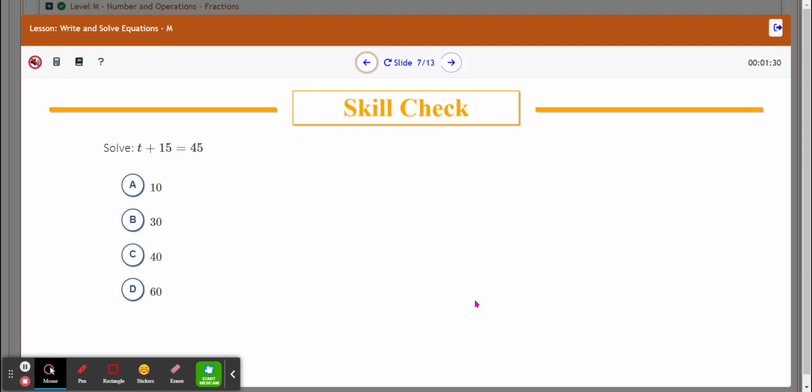Lesson number 28, write and solve equations. All right, so once you learn how to read and write algebraic expressions and you know how to evaluate them, now you can write and solve them. All right, so let's look at this problem.